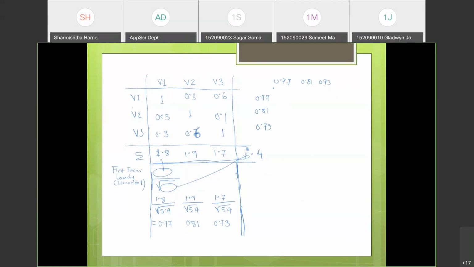So this becomes a matrix, and here we just write the values. Here we will write 0.77 multiplied by 0.77. Below it we will write 0.77 into 0.81, and below that 0.77 multiplied by 0.73. So this column heading you can write here. Like this, we will fill up this matrix.